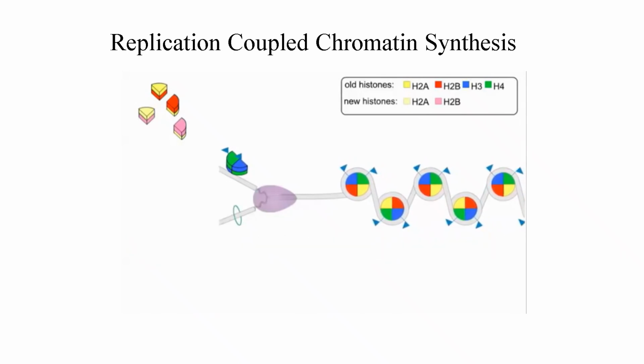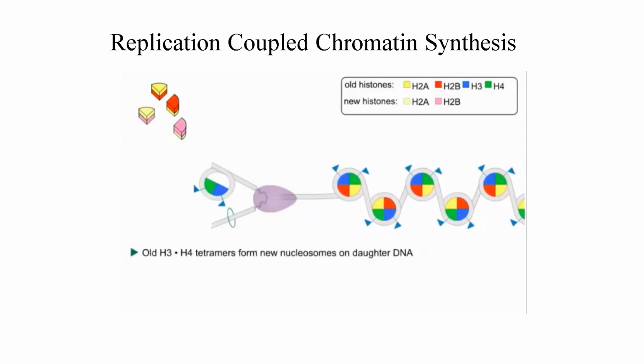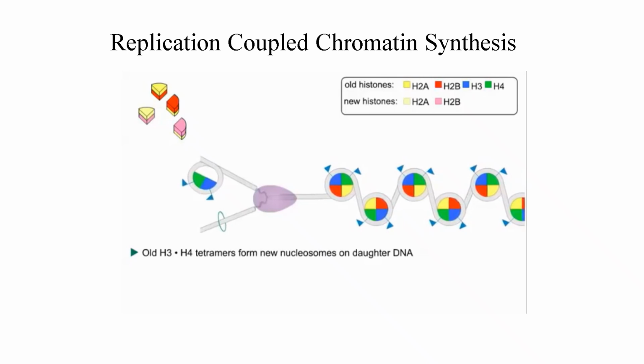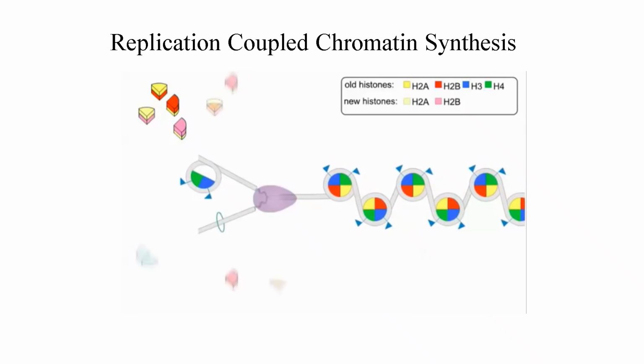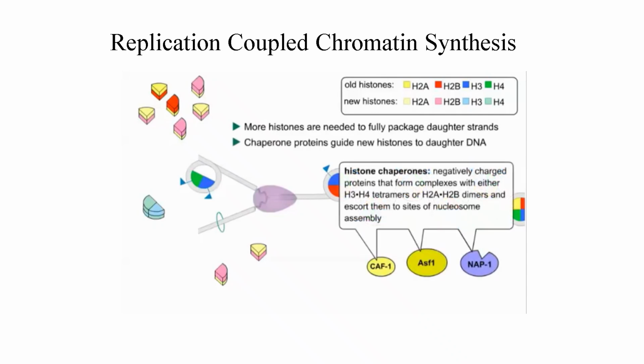The H3-H4 tetramers from the old nucleosomes begin to form new nucleosomes on the daughter DNA molecules with which they are associated, soon after the replication fork passes. Because the amount of DNA has doubled, more histones are needed to fully package the two daughter strands into nucleosomes. These newly synthesized histones do not spontaneously form nucleosomes with DNA in the cell. Instead, histone chaperones guide these new histones to the DNA behind the replication fork.